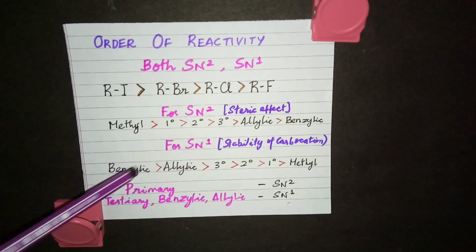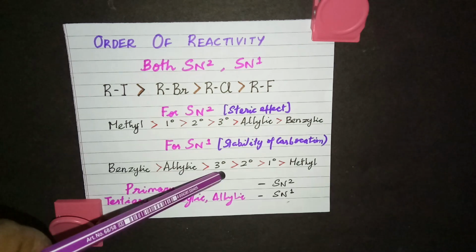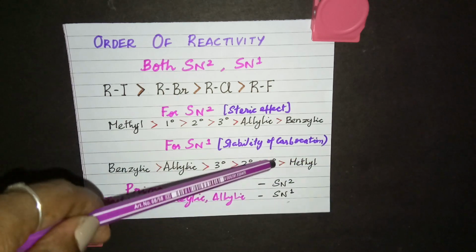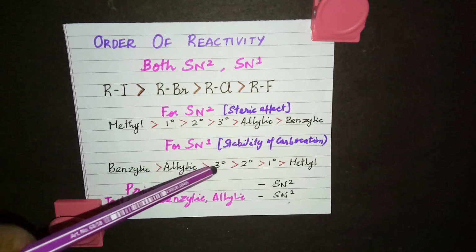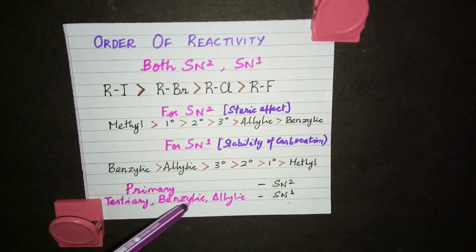For SN1, this is the order, the reverse order. Benzylic will undergo reaction faster, then allylic, then tertiary, and then secondary, primary, methyl. So when it comes to primary or methyl, they will prefer SN2. When it comes to benzylic, allylic and tertiary, they prefer SN1. So see, primary prefers SN2; tertiary, benzylic and allylic prefer SN1 reaction. They'll give you a list of compounds and ask you to find out which is undergoing reaction faster by SN2 mechanism, and which of these compounds will undergo reaction by SN1 mechanism. So I will show examples for that.